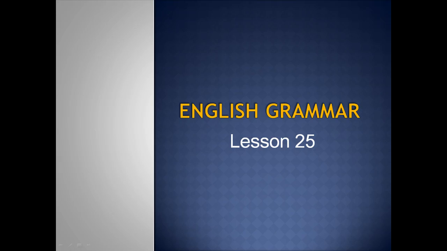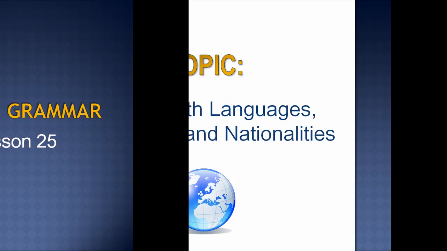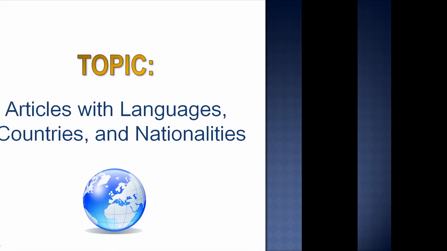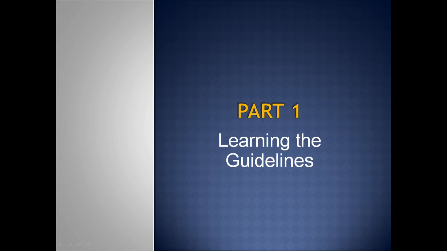English Grammar, Lesson 25. Topic: Articles with languages, countries, and nationalities. This is a lesson in two parts. In part 1, we'll focus on learning the guidelines.